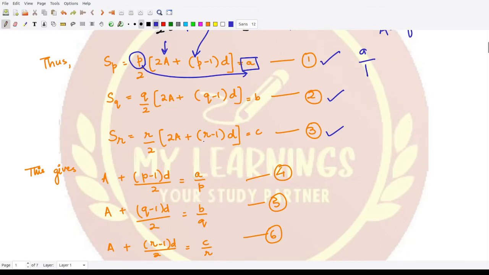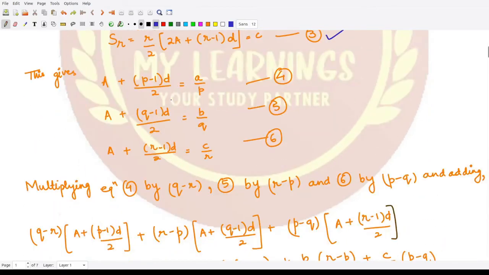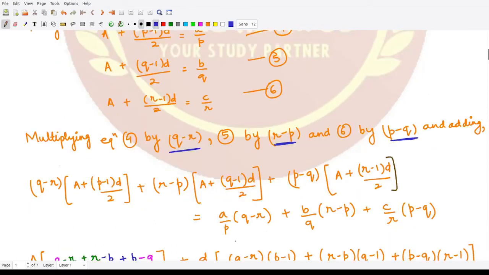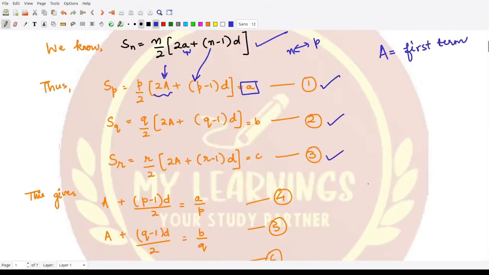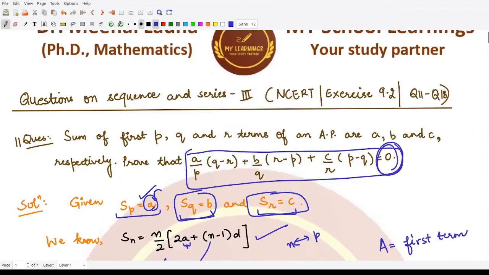So in this case the first term would be just A plus (P minus 1) d by 2, right? Similarly for all the three equations. Now here what we are doing, for equation 4 we are multiplying by Q minus R, equation 5 by R minus P, and equation 6 by P minus Q, and adding them all, so that our right hand side would just be the expression that we want, and our left hand side would be the expression which we require as 0 in order to reach our result.